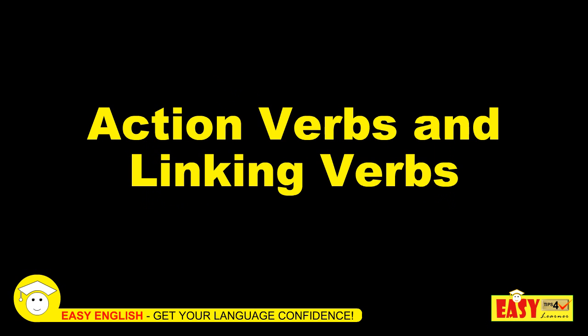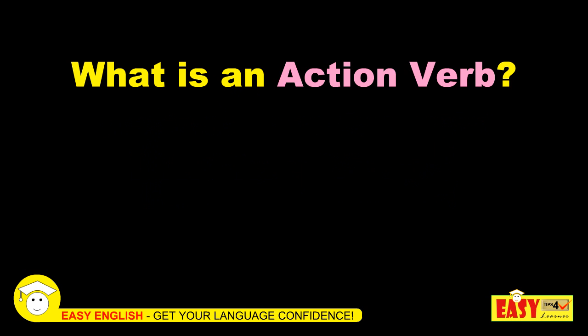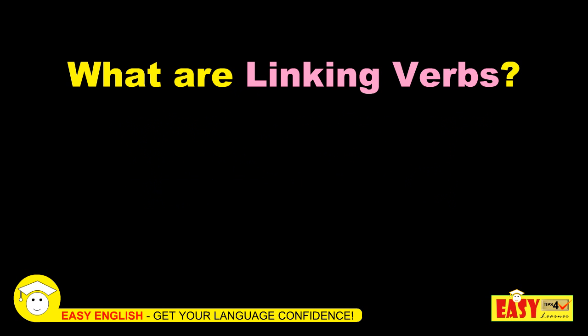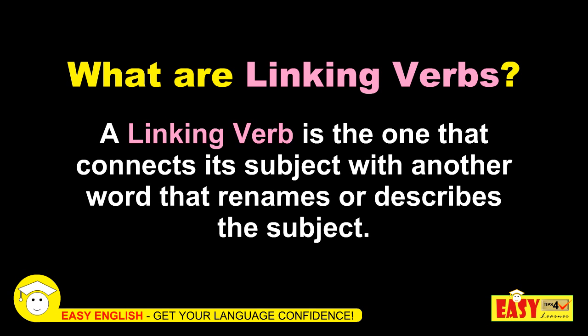Today let us learn about action verbs and linking verbs. What is an action verb? An action verb tells what action someone or something is performing. What are linking verbs? A linking verb is the one that connects its subject with another word that renames or describes the subject.